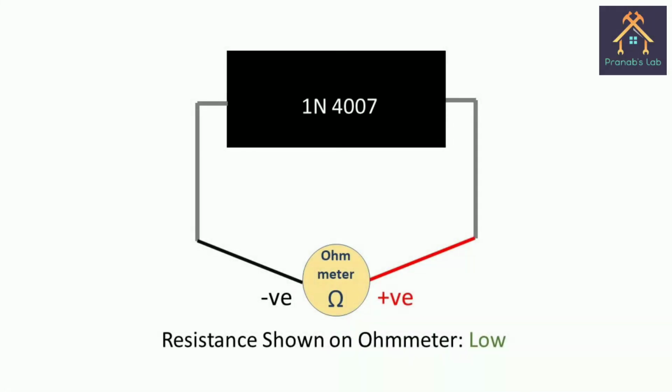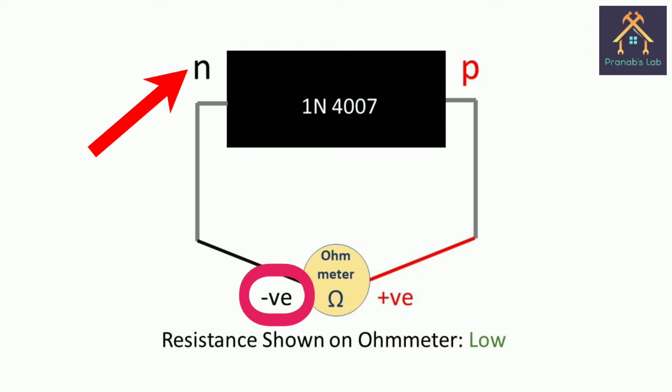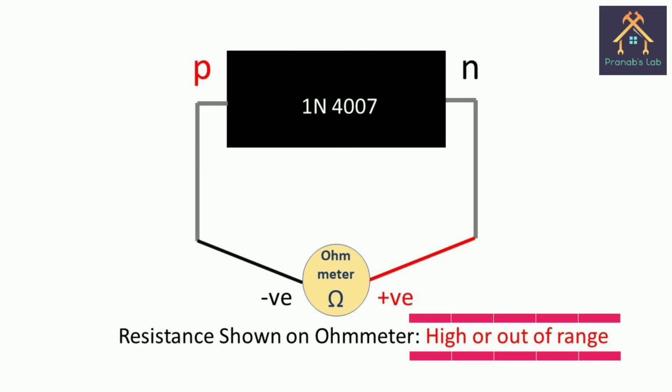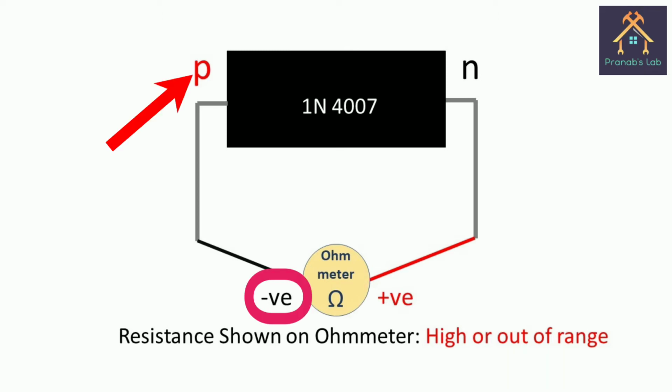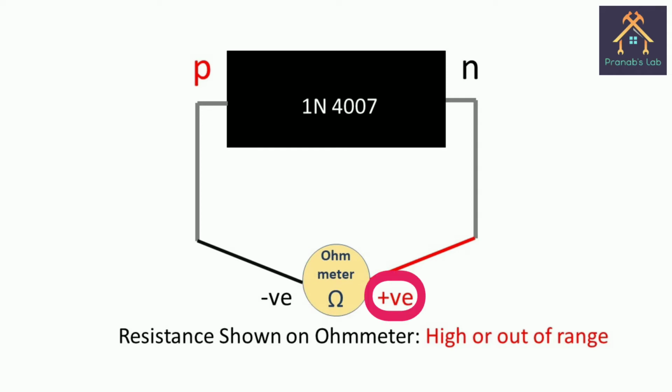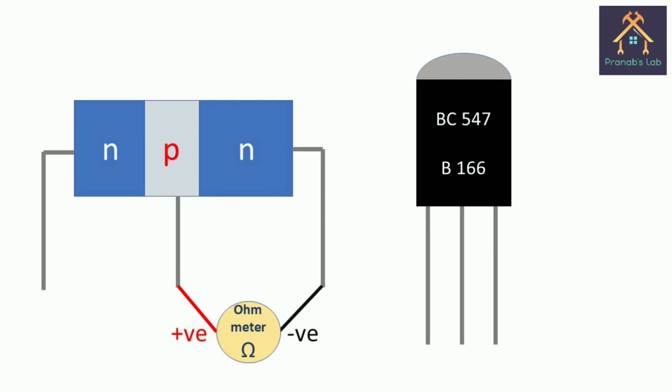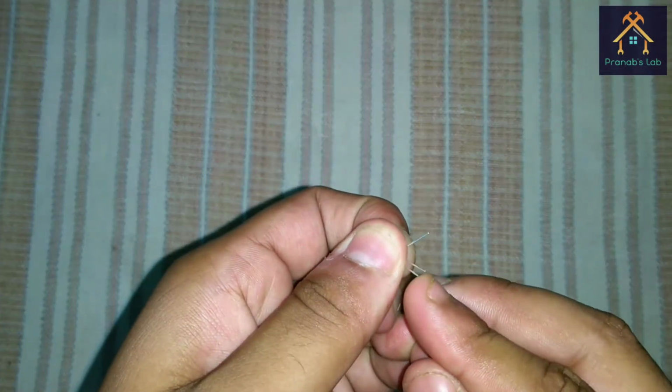Let's assume that this is a practical diode connected with the ohm meter. If the meter shows the resistance is very low, then we can consider that the positive terminal of the ohm meter is connected with P terminal and negative terminal of the ohm meter is connected with the N terminal of the diode. If the resistance shown on the ohm meter is very high or out of range, then we can consider that the connection will be just opposite of the previous. In the case of the transistor, we have to test the resistance 2 times. We need more gap so the terminals are separated like this.